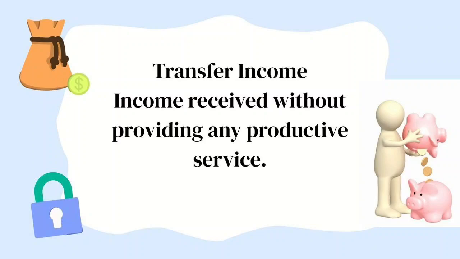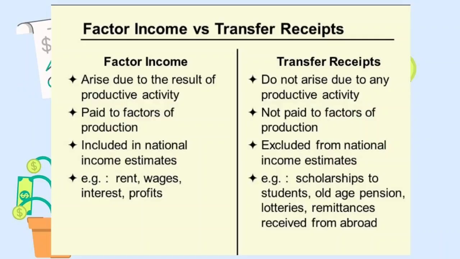That's why transfer income is not included while calculating national income, because national income measures only income generated through production. There's a quick memory trick. Factor income means work done. Transfer income means no work done. That is why it won't be included in national income. This comparison is extremely important for board examination.